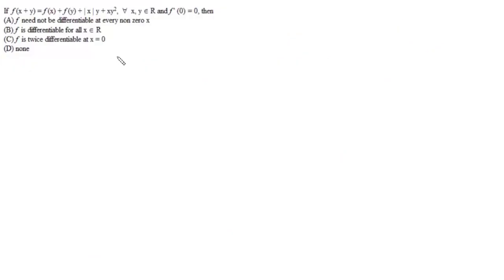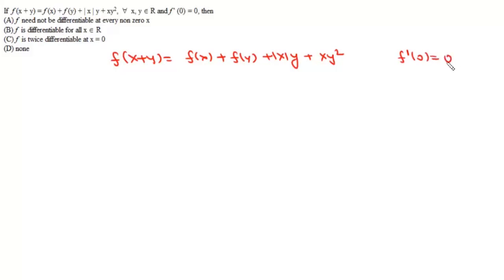Now the question is, we are given this function which is defined as f(x+y) = f(x) + f(y) + |xy| + xy squared for all x, y belongs to R, and it says f'(0) is 0. Now if we put x and y as both 0, we'll get f(0) as 0 as well. So at 0, f(x) is 0 and f'(x) is 0.